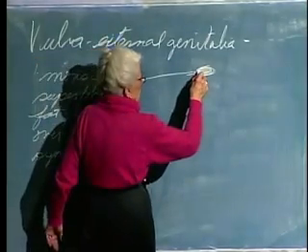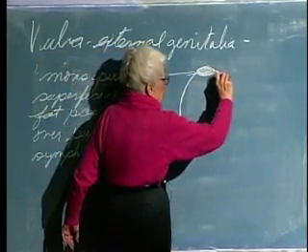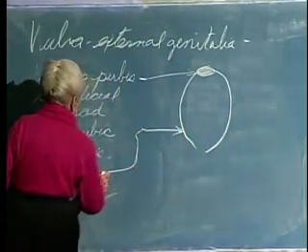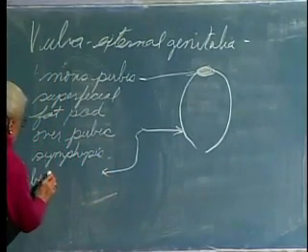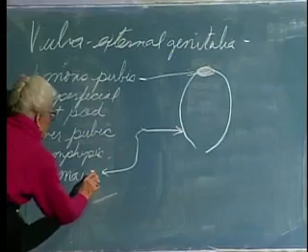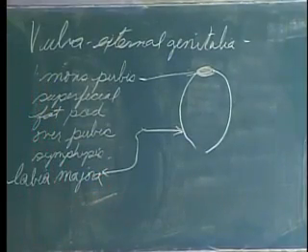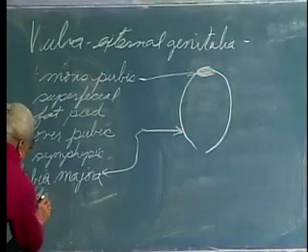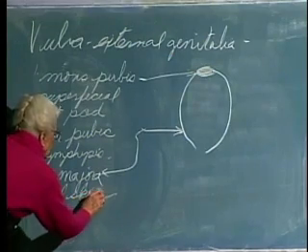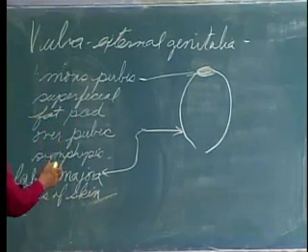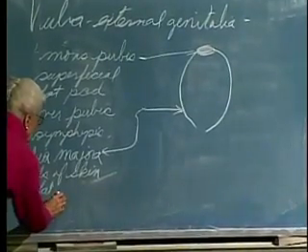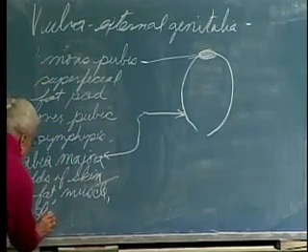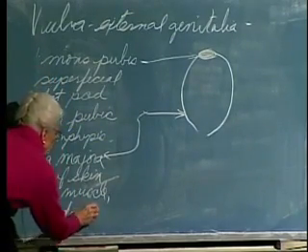And then we'll have the labia majora, the large lips, and these represent folds of skin, with their fat in the folds, muscle, glands, and connective tissue.